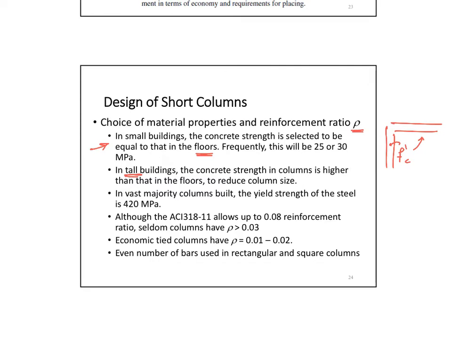The vast majority of columns are built with a steel yield strength of 420. I guess in the Middle East, a lot of times you might not find the 420. Then you go with the 360 and make up for the difference.